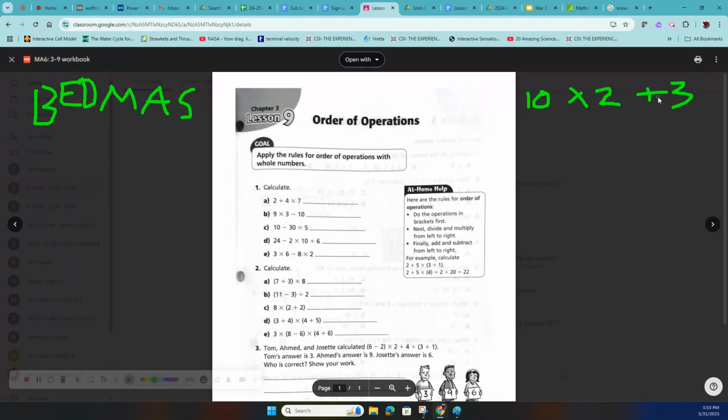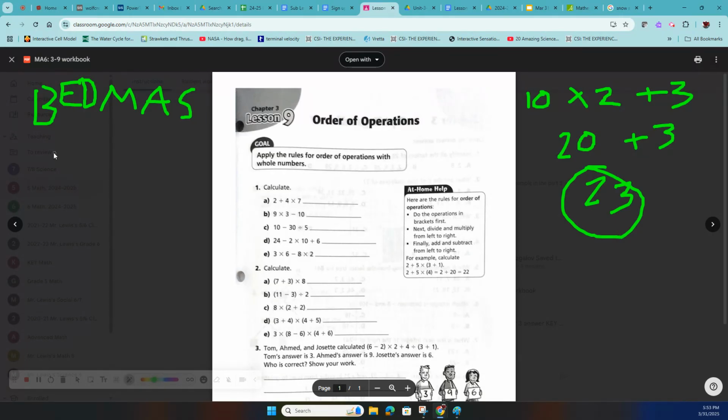So I've got multiplication and addition. Multiplication comes first, right? M comes before A. So 10 times 2 is 20. Plus 3 drops down because I haven't used it yet. Simplify the last operation, and that's 23. Always circle your answer. Beautiful.